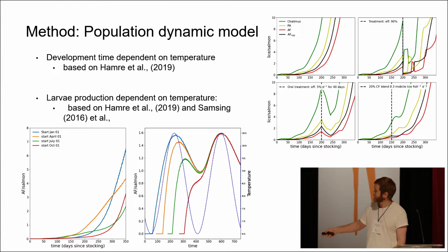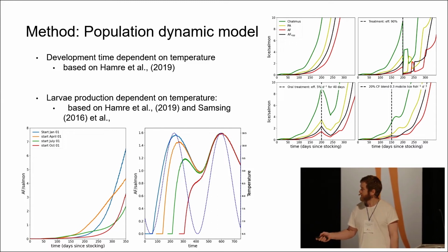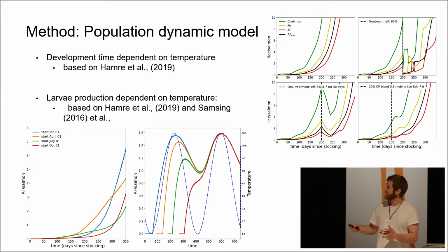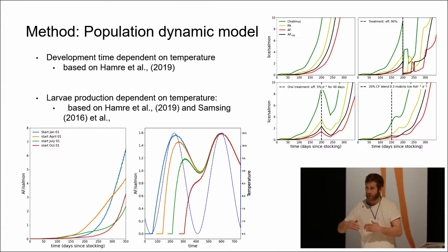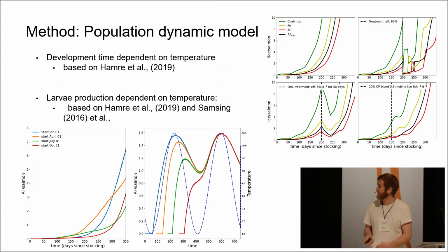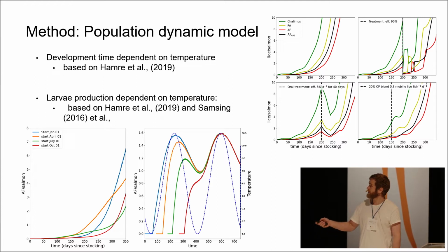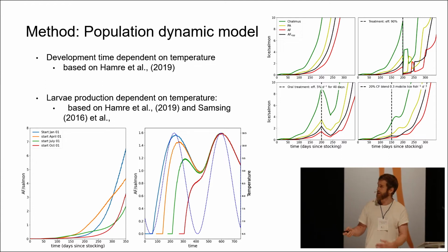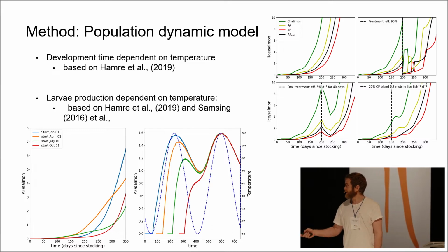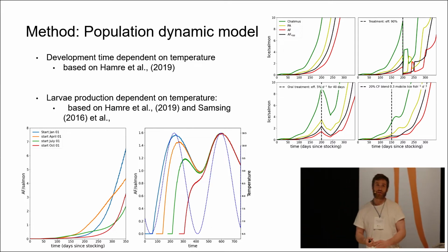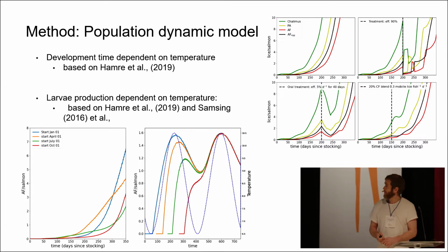So here you see this dotted blue line is the temperature. And if you do an experiment, so take 4 farms, start them at 4 different times of the year, and look 1 year ahead after stocking. You see that if you start 1st of January, you will have the highest amount of adult females after 1 year. If you start 1st of July, you will have the lowest number of adult female after 1 year.